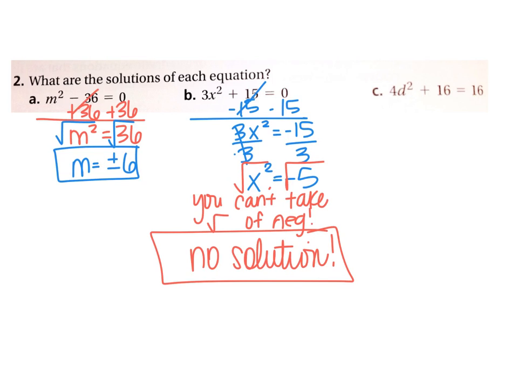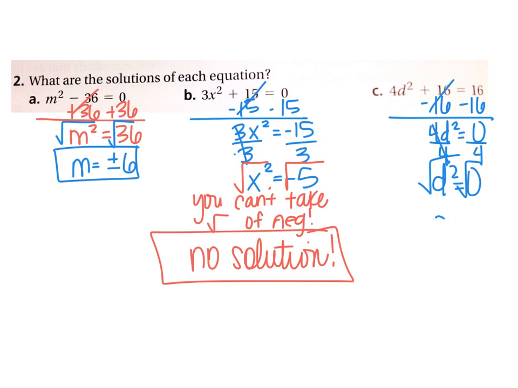All right, and then the last one here, subtract 16, trying to get d squared by itself. So I get 4d squared equals 0. From this point on, the answer is 0. I'll show you why. Get d squared by itself, divide by 4, and you get d squared equals 0. The square root of 0 is 0. So that's your answer.